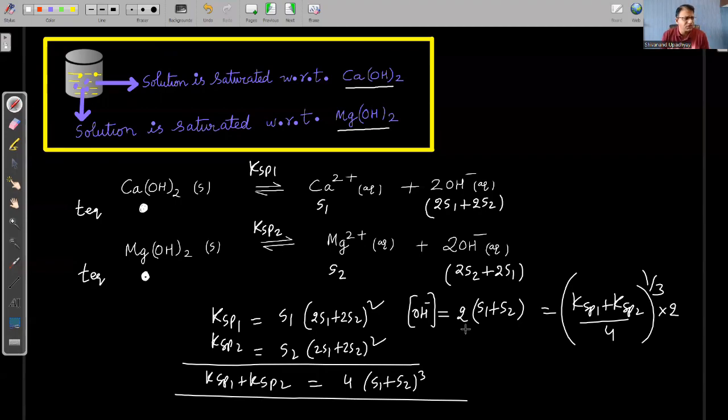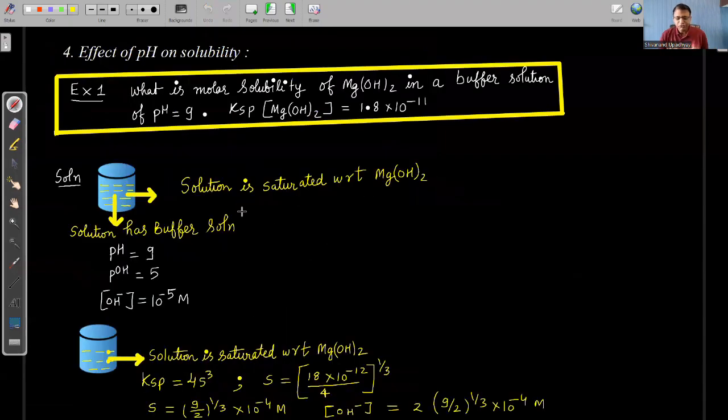In the same way we can solve, right? Depending upon the stoichiometry of these salts, we have to solve and find out the concentration and the effect. So here also I can say that due to common ion effect, the solubility of both salts is going to decrease. The fourth factor is the effect of pH on solubility, and it is the most important factor.